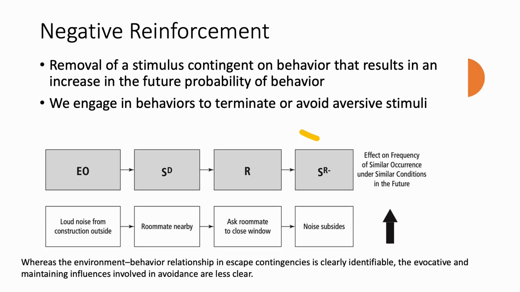Alrighty, so let's jump into talking about the topic of negative reinforcement. And we'll start off with a technical definition of negative reinforcement. Negative reinforcement is the removal of a stimulus contingent on behavior that results in an increase in the future probability of behavior. So I'll break that down for you guys.